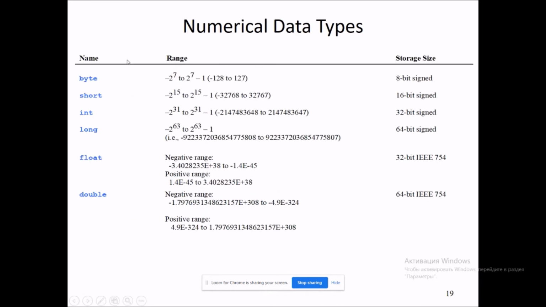Here you can see some primitive numeric data types that are in general used. First one is byte. This is the range of byte. This is the storage size. After byte comes short. After short comes integer, long, float, and double. All of them are used to show different types of elements in our code.